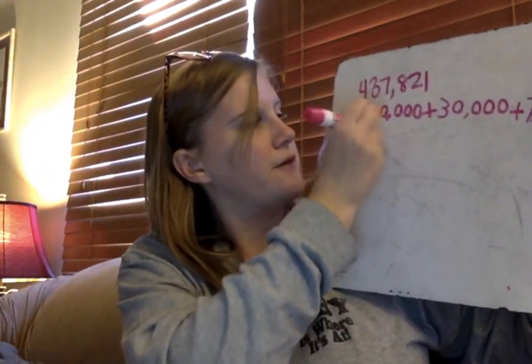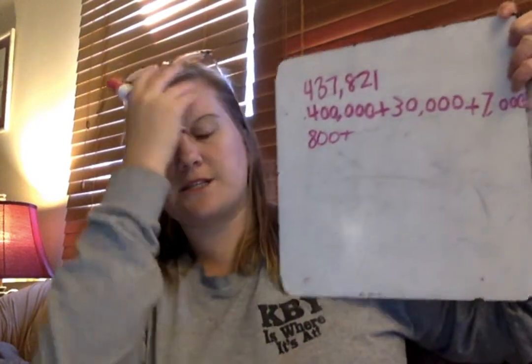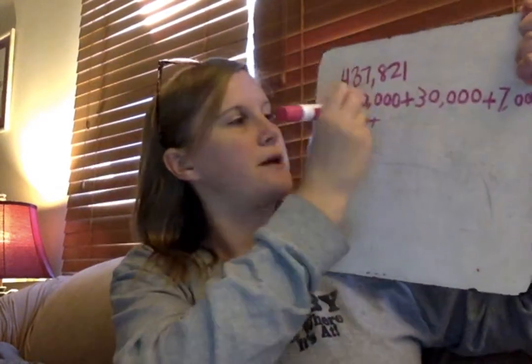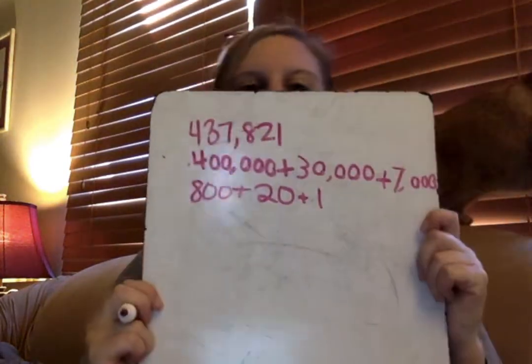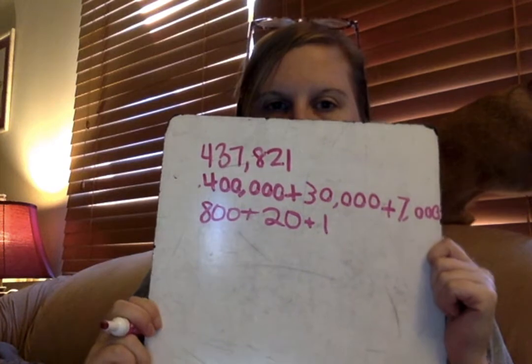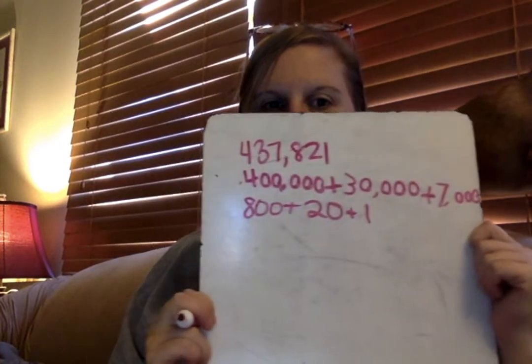I'm going to cover Lucky up for a second. The 2 is in the tens place, so that'd be plus 20. And then the 1 is in the ones place, so plus 1. So that would be your second question in expanded form.